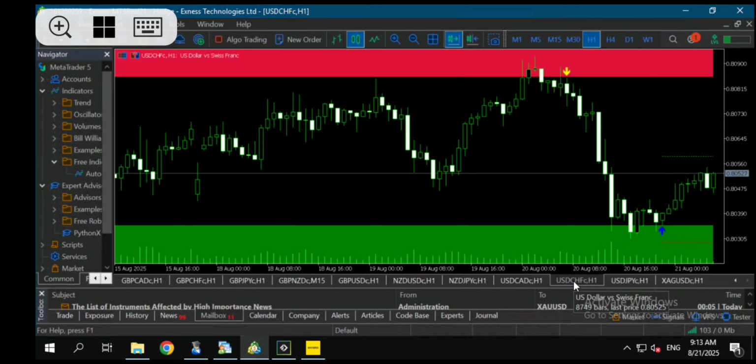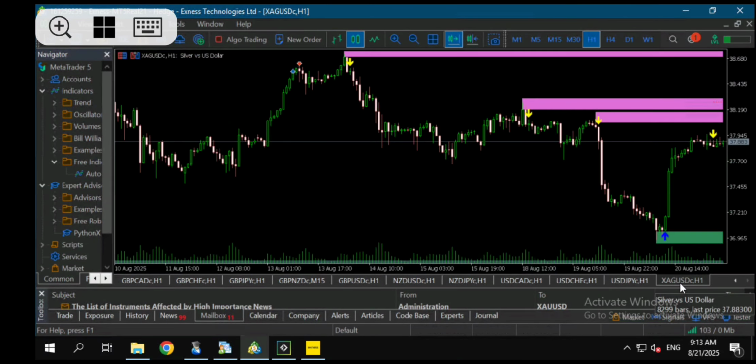Now, the colors are only just connoting the strength of that level. When we see a red, it is showing us it is a verified resistance, that this resistance is strong. Now, when we see a very strong green too, it is only connoting the strength of that level.